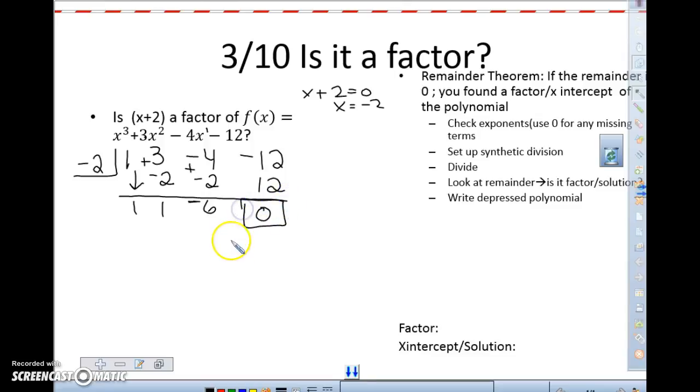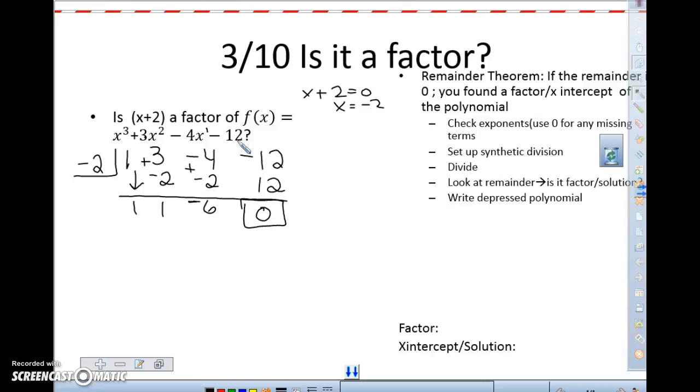All right, so because we got 0, according to the remainder theorem, this guy right here, this -2, is where this graph would cross on the x-axis. Okay, we found a solution to this big polynomial, this cubic polynomial.